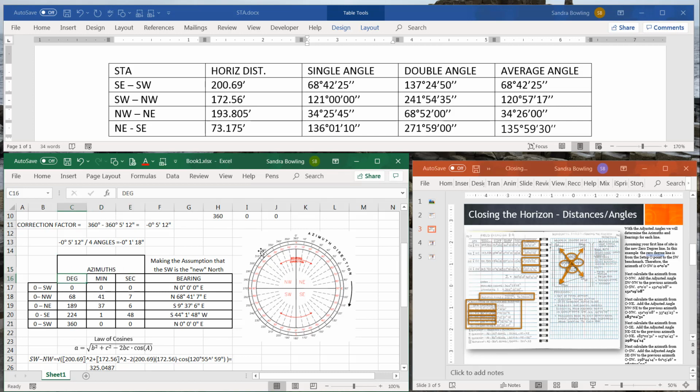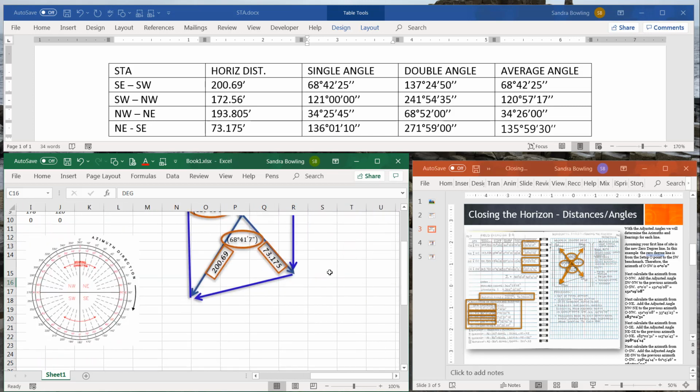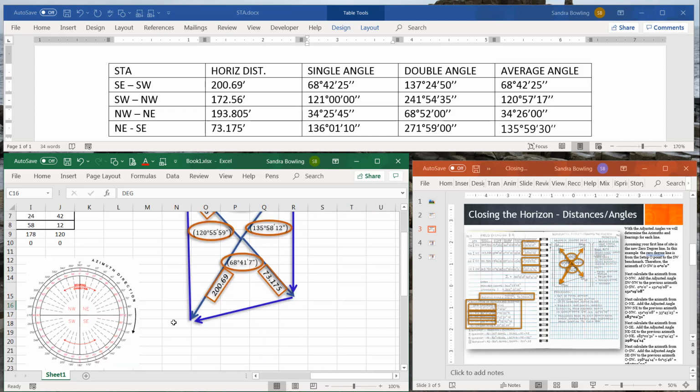Azimuths, if you look at this picture here, are the black numbers on the outside of the circle, starting from 0 up here and going clockwise: 0, 90, 180, 270, 360. So when you're doing azimuths, you start at 0 in your first angle that's turned over here, and we're assuming that the southwest is our new north. That's saying basically this direction now is north.